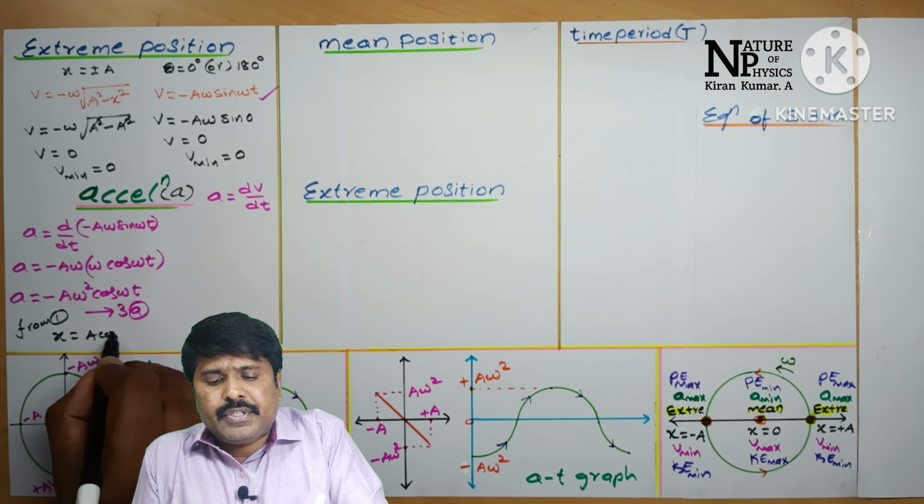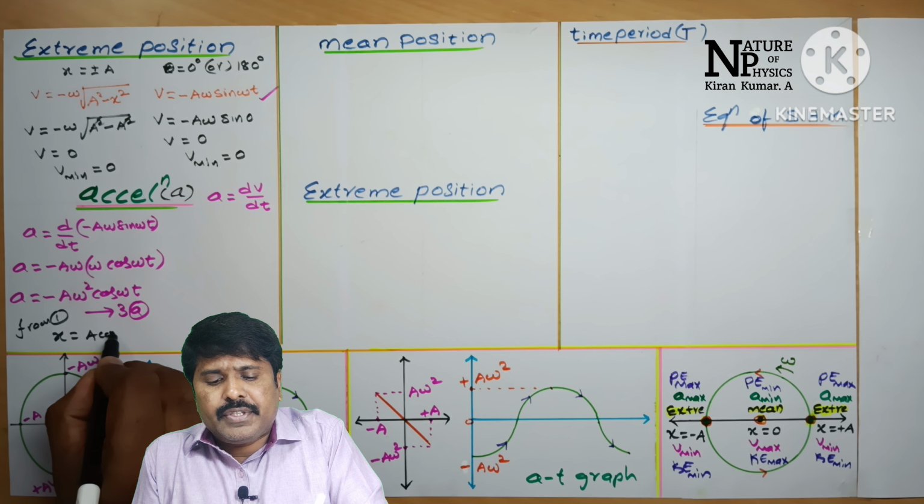Okay, so mean position, x is equal to 0, so that the value is replaced there, we will get that value. So here x is equal to 0, replace in equation number 1, so that 0 is equal to a cos omega t. So 0 divided by anything is 0, cos omega t is equal to 0.